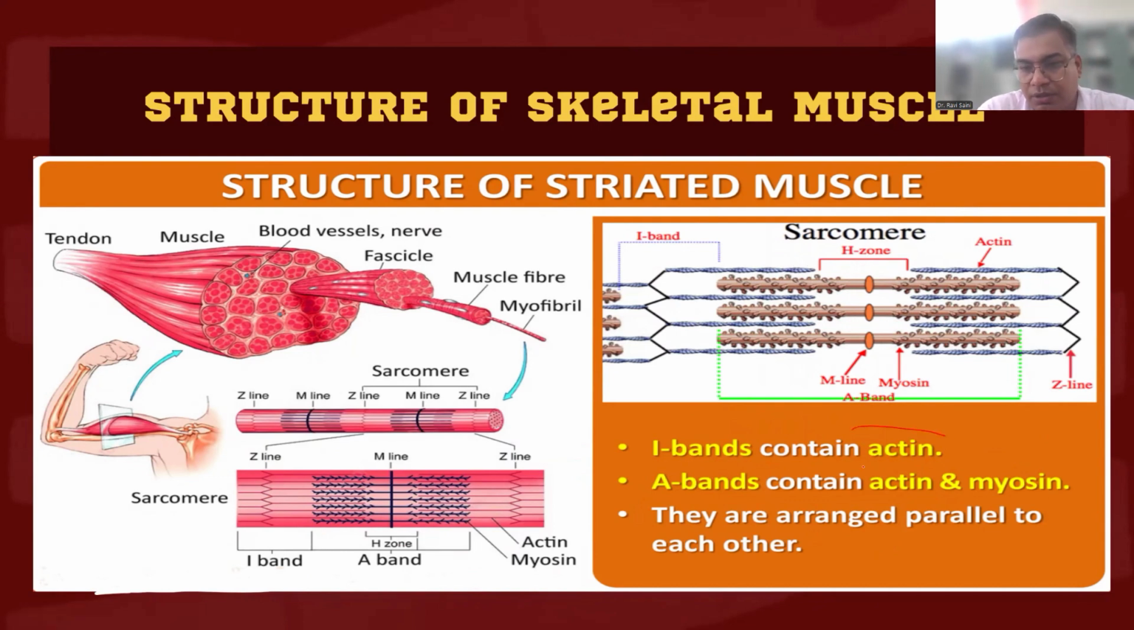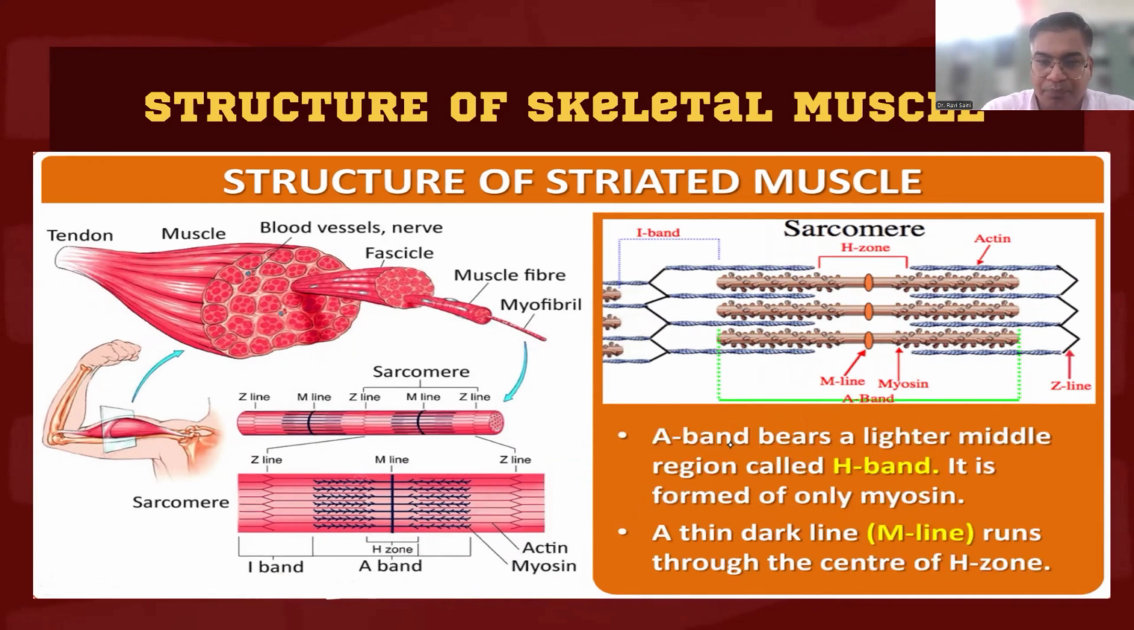I bands contain actin, and the dark band contains both actin and myosin filaments, and these filaments are arranged parallel to each other. The A band bears an H zone or H band that is formed mainly of myosin. A thin dark line, the M line, runs through the center of the H zone.